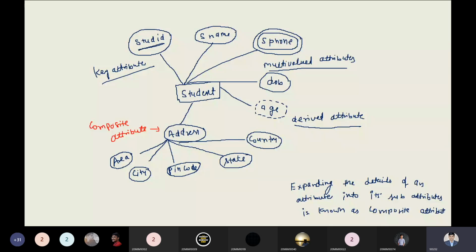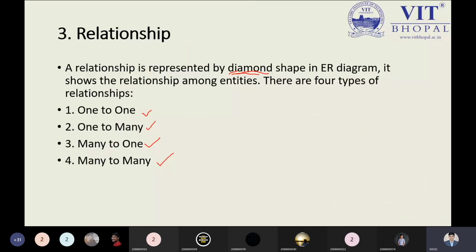Okay, so this is the definition of the composite attribute. In a simple way, I have put it over here. Now, clear? Any doubt? No doubt, sir. Good. So now come to the point of the relationships.